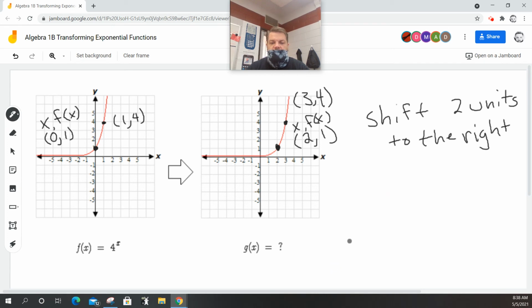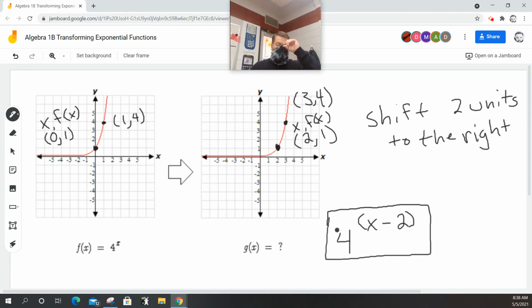So now remember, that occurs inside the parentheses. X plus or minus a number, but 2 units to the right, what goes in here? It's the opposite, right? X minus 2. So that's what g of x is. F raised to the x minus 2. That's it.